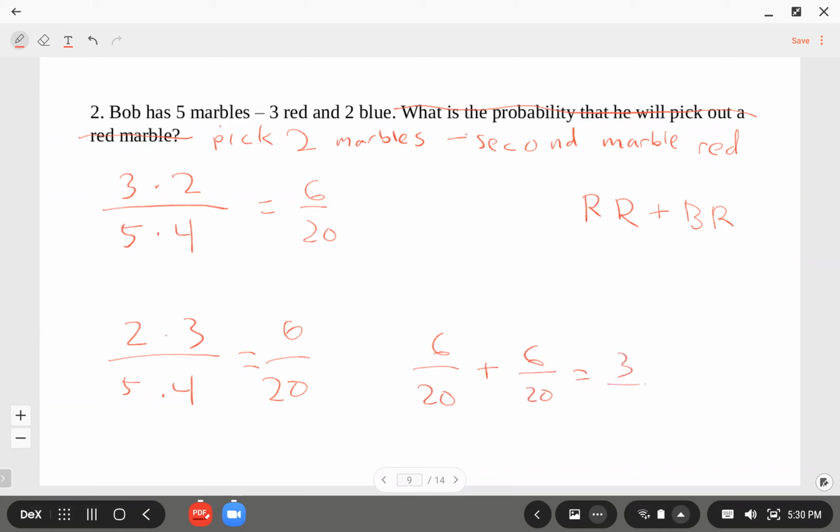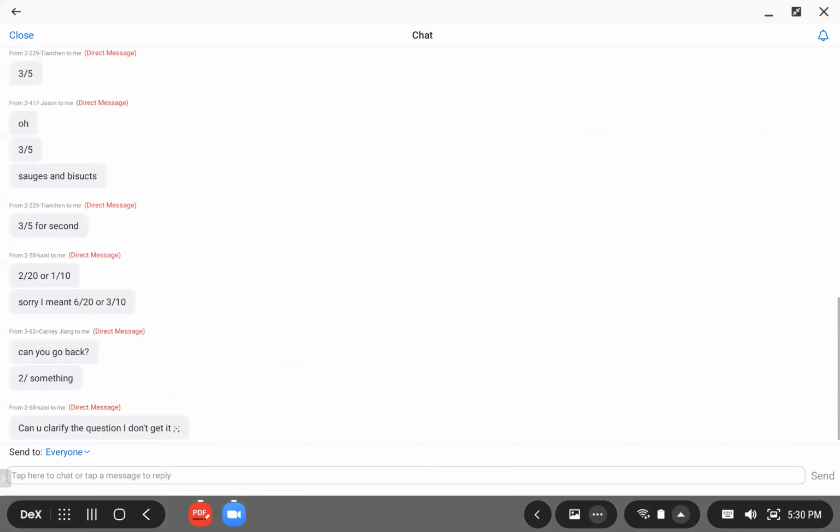So that would be 3 out of 5, right? Yeah, that would be 3 out of 5 because 6 over 20 plus 6 over 20 would be 12 over 20, and then we simplify, divide both by 4. Okay, get 3 over 5. So I see, do you understand why?